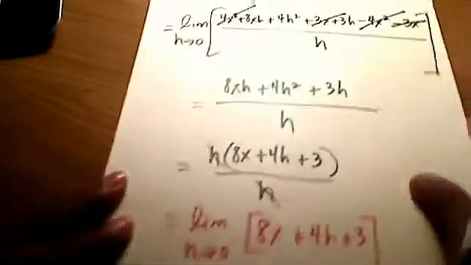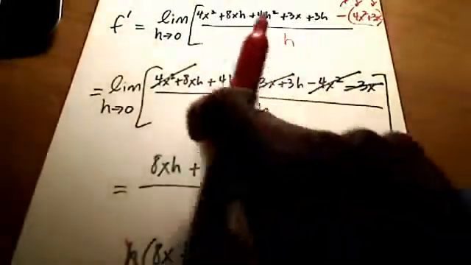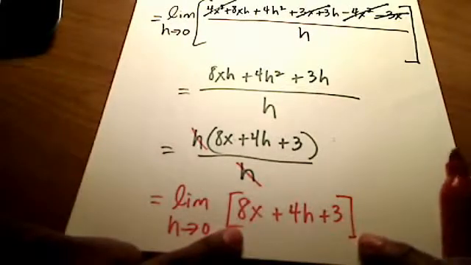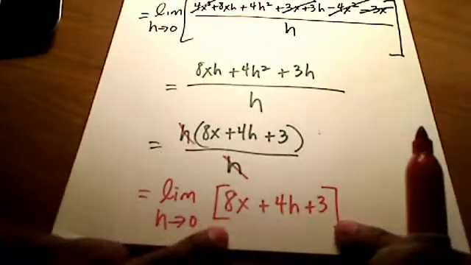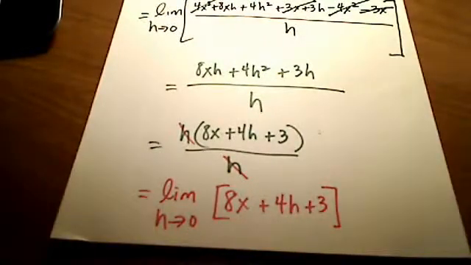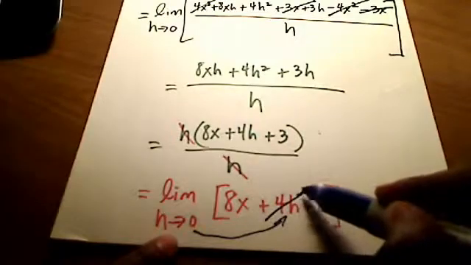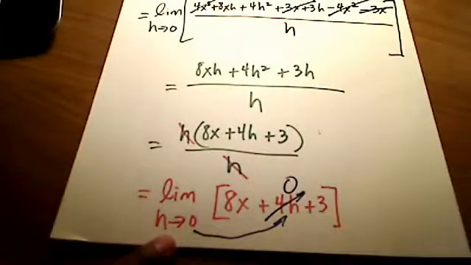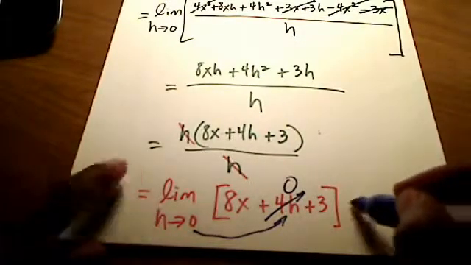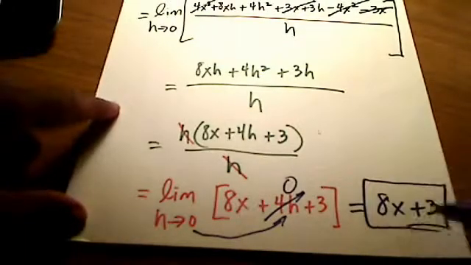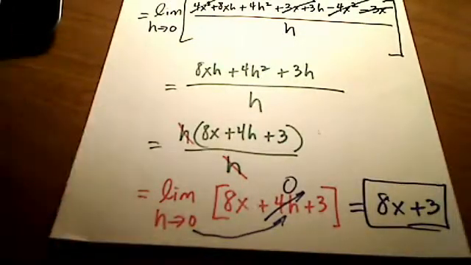Wow, that big, huge fraction. Remember that big, huge fraction that we had to start with? Now it just shrinks down to this right here. Oh, so much prettier, so much cleaner. And even better, now I can simply replace this h with a 0, which means that this term is gone. 4 times 0 is just 0. So I'm simply left with 8x plus 3. All of that work for that simple little 8x plus 3.